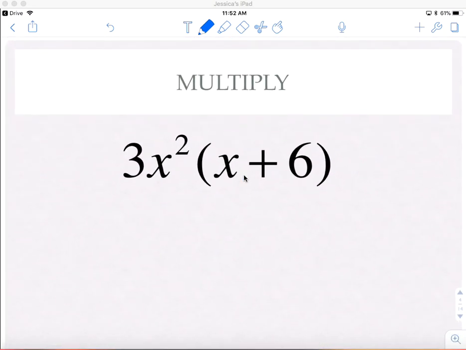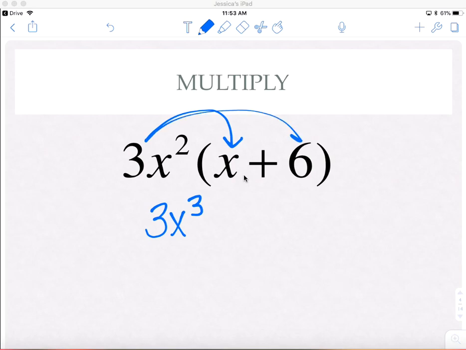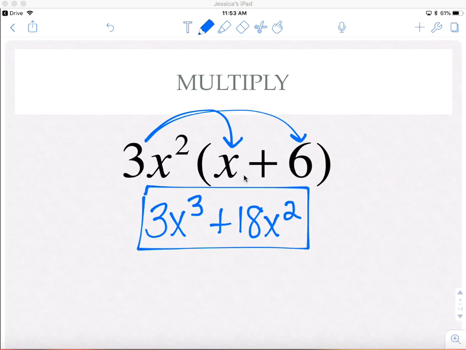Looking at this next one, we have 3x squared times x plus 6. 3x squared times x is 3x to the third. You are adding your exponents. 3x squared times 6 is 18x squared. 3 times 6 gives us the 18. Now, a lot of people try to add these together, the x cubed and the x squared. But since they are not like terms, you cannot add them. So we are finished.